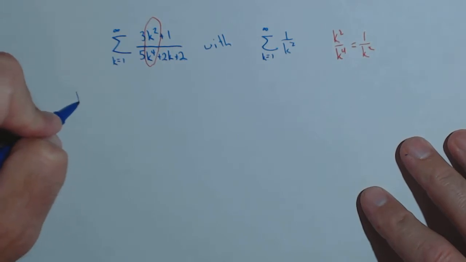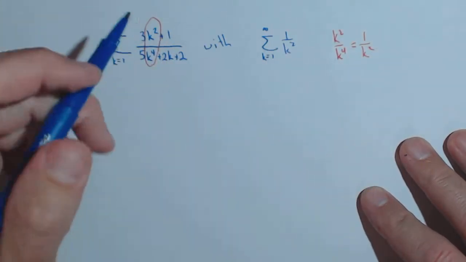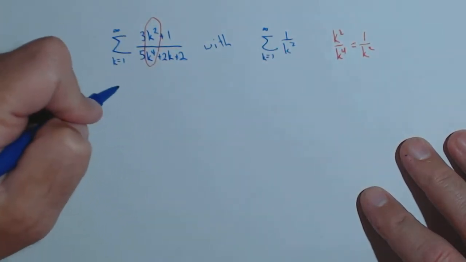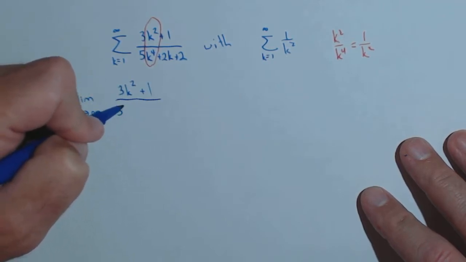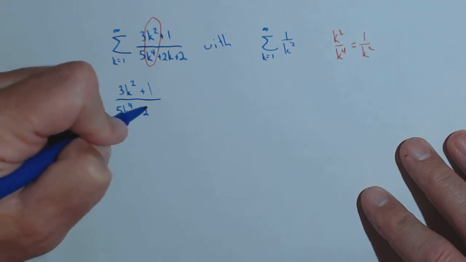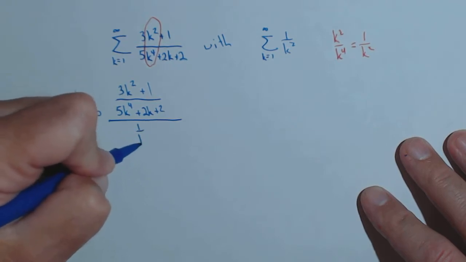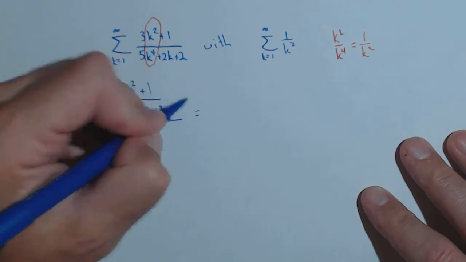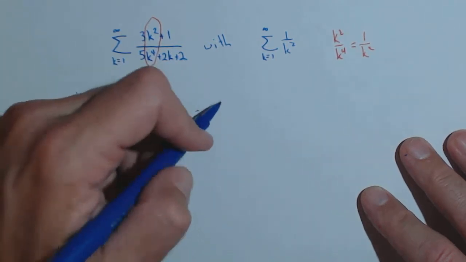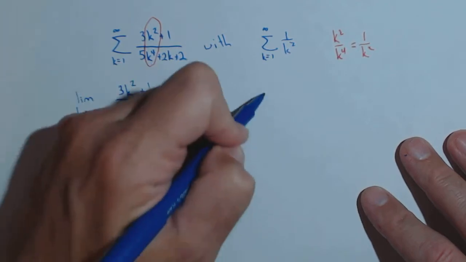Now, the limit comparison test says we need to take the limit as k goes to infinity of the ratio of just their sequences. Don't worry about the summations. And it doesn't matter which one you put on top. So maybe we take (3k squared plus 1) over (5k to the fourth plus 2k plus 2) all over 1 over k squared. So there's our a sub k over b sub k. Very first thing we're going to flip and multiply. And you're going to see that a lot when you're running the limit comparison test. So that's actually very common.